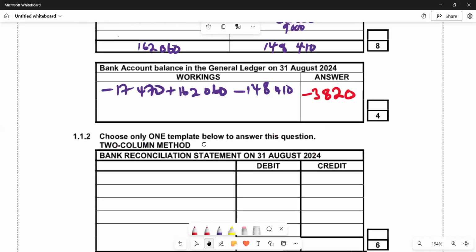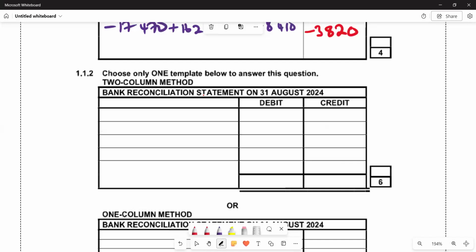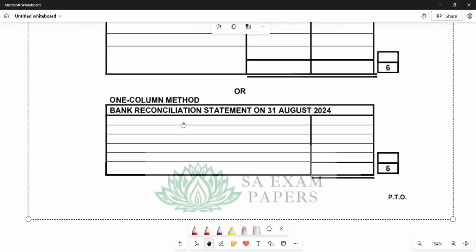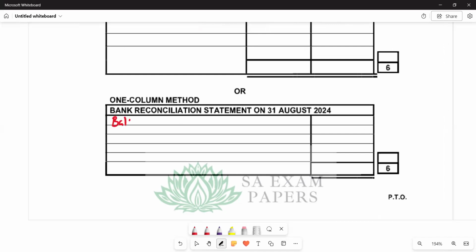If you check the next part of the question now, it's saying choose only one template below to answer this question. We've got a two column method, and also we have got a one column method. So according to this video, we are just going to use the one column method. We are going to start with the balance as per the bank statement. So here we are saying balance as per bank statement.